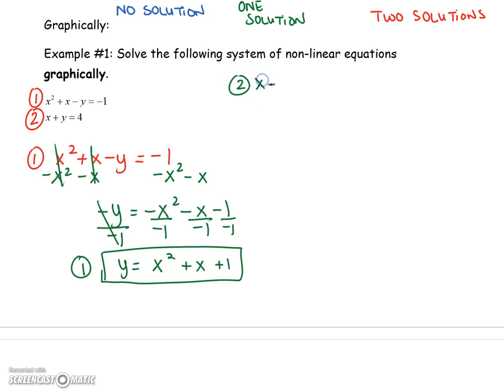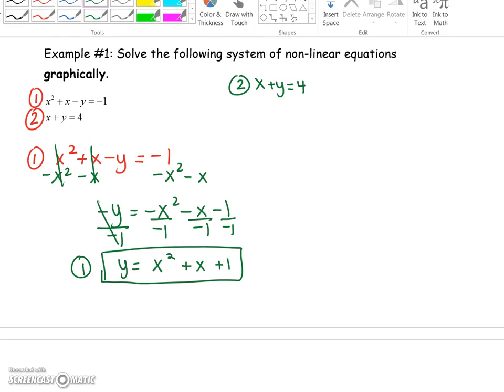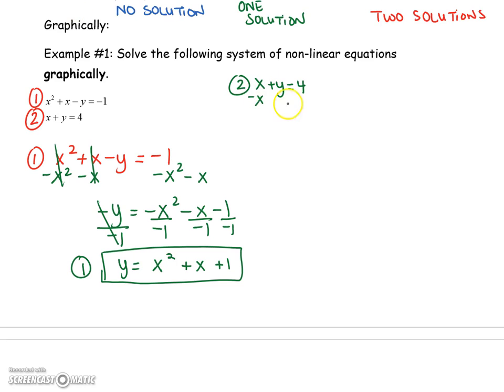So it's x plus y equals 4. We're going to get y by itself. All we have to do is subtract x to the other side. Y equals negative x plus 4. So here's our new and transformed second equation.